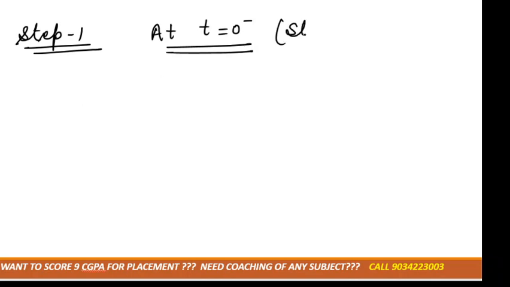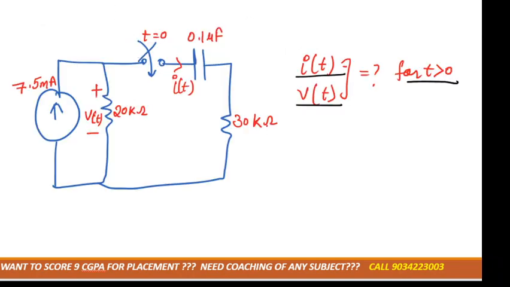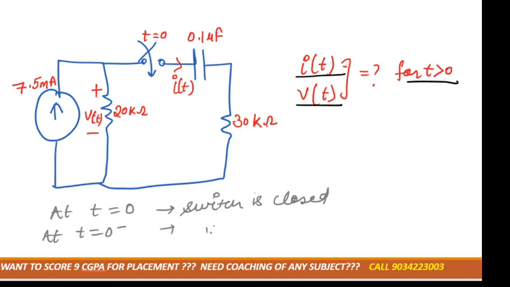At t equal to 0 minus, we have a steady state condition. Steady state condition means current has been flowing for a long time, with no change in the current. So can you tell me what this switch indicates? At t equal to 0, is the switch closed or open? Yes, the switch is closed. But that means at t equal to 0 minus, the switch was open.